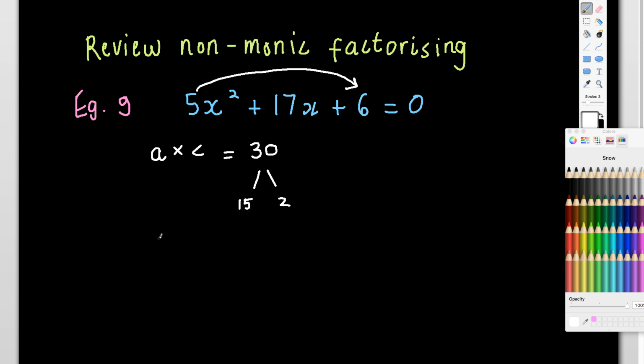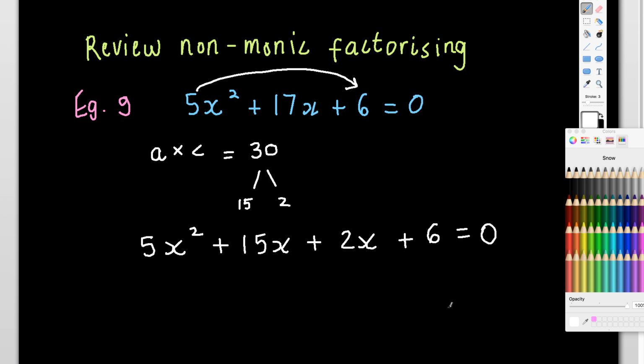What I will do from there is I will write my expression, but with this middle term split, using these two numbers as the coefficient of that middle term. The 6 term stays there, and that's all equal to 0, obviously. Make sure you've got it equal to 0. And then I will factorize via grouping.